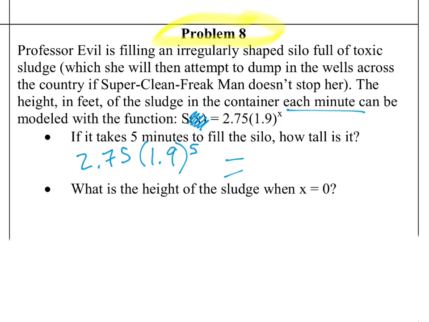And the next question here, what is the height of the sludge when X is 0? So that's at 0 minutes. Really similar to the last part, you're going to put 0 in this X location and compute it. So go ahead, pause, figure that out, and write it down. Hopefully you got 2.75 because anything to the 0 power is 1, which might be a property of exponents you remember. But yeah, you get 2.75, and that's in feet because this whole thing's in feet. So there you go. Just use your calculator to help you compute things.